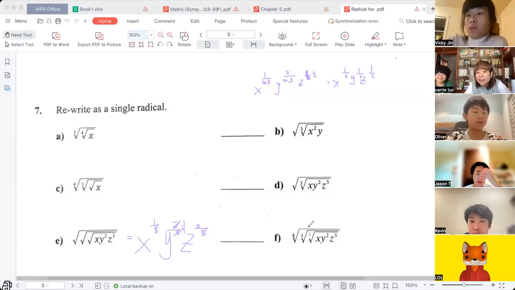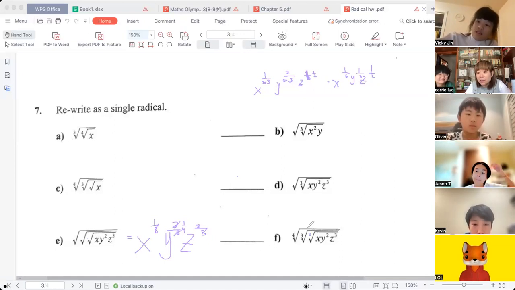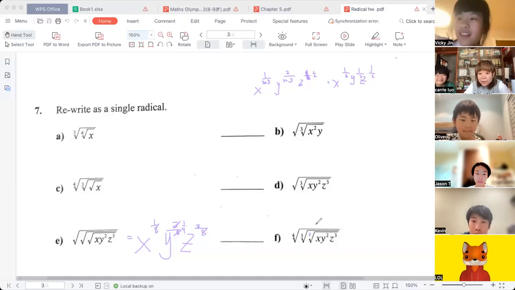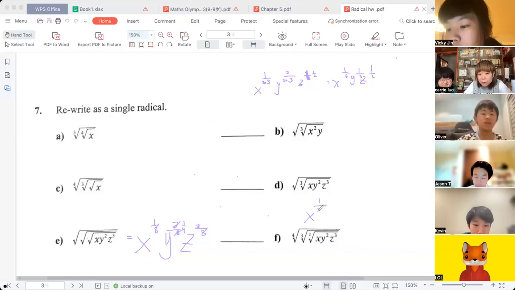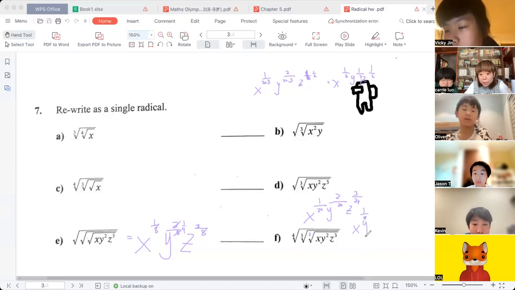Okay, so we have this one. So 2, 3, 4 times together gives 24, so x to the 1 over 24, y 2 over 24, and z 3 over 24. So the answer is x to the 1 over 4, y 1 over 12, and z 1 over 8.